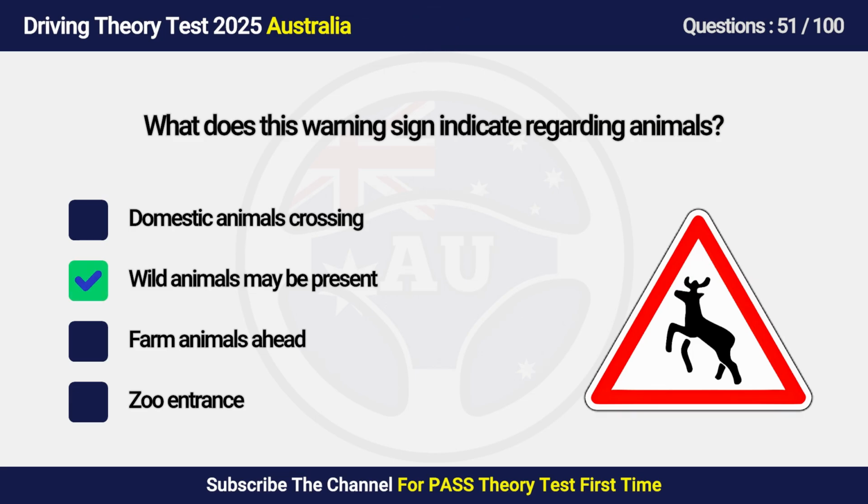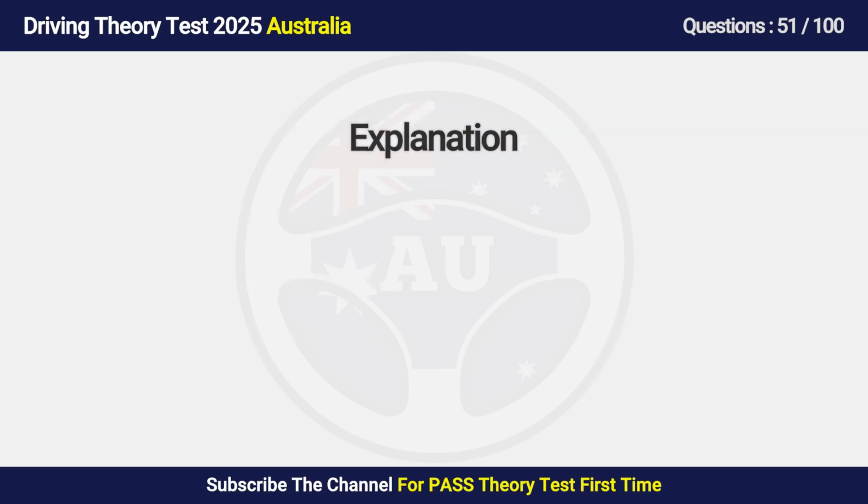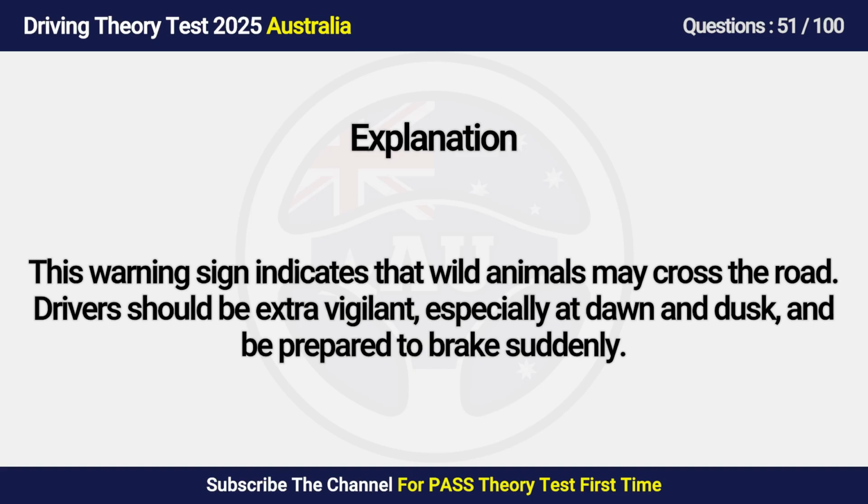Answers is B. Wild animals may be present. This warning sign indicates that wild animals may cross the road. Drivers should be extra vigilant, especially at dawn and dusk, and be prepared to brake suddenly.